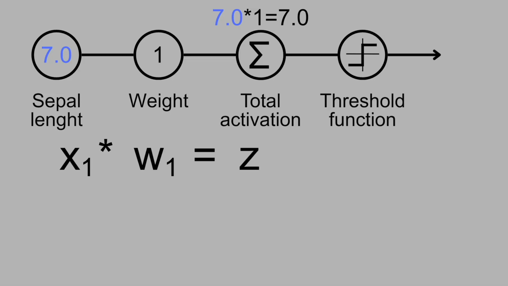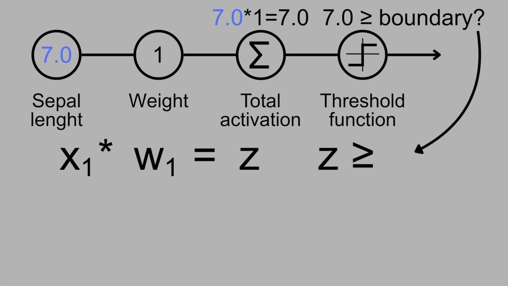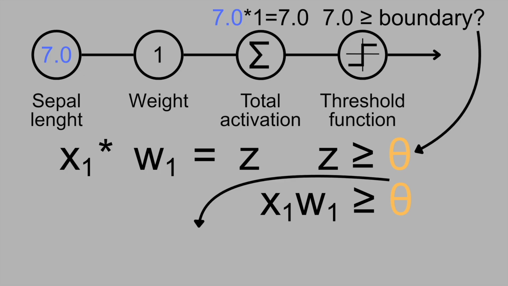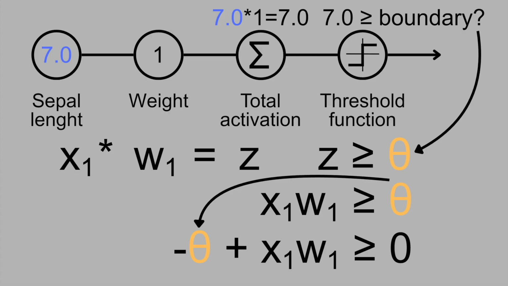Total activation is z. Now our threshold function checks: is z greater than or equal to some boundary? We can write this boundary as theta. So is z greater than or equal to theta? Since z is just x1 times w1, we have this equation. And here's the trick. We move the theta to the left side. Now we have minus theta plus x1 times w1 greater than or equal to 0. We clean the right side, everything on the left.